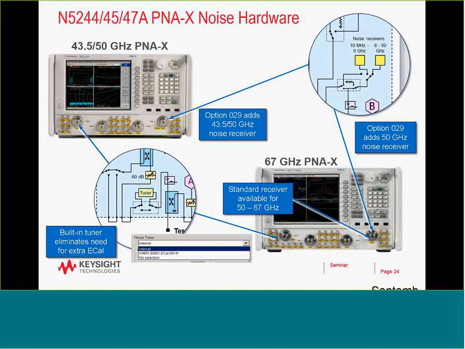For our higher frequency boxes, 43, 45, and 50 gigahertz, and also 67 gigahertz, we have the internal noise receivers. However, they only go to 50 gigahertz. And you'll see on the bottom left there that we integrated the tuner inside the box. Now you don't need an external tuner, but the internal tuner is available there to do all of the source pulling necessary to do the accurate noise figure measurements. And those built-in tuners are selectable in the calibration and measurement process.